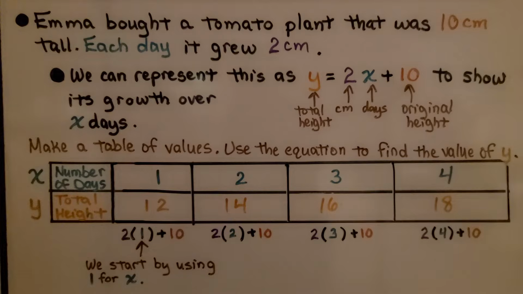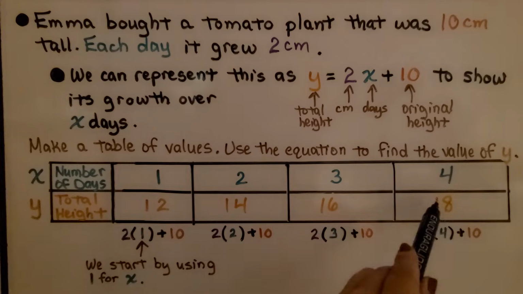We can make a table of values and use the equation to find the value of y. We start by using 1 for x. So we would have y is equal to 2 times 1 plus 10, which means y is equal to 12. We try 2, y is equal to 14. We try 3, y is equal to 16, and now y is equal to 18 if x is equal to 4.